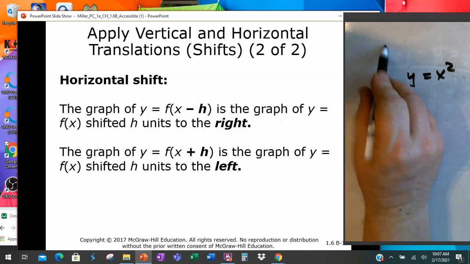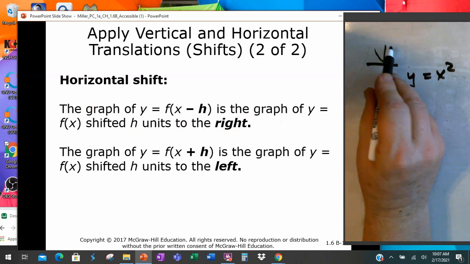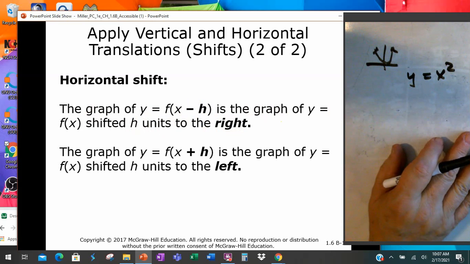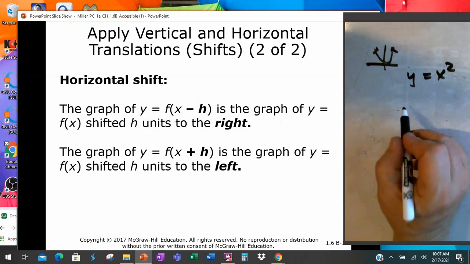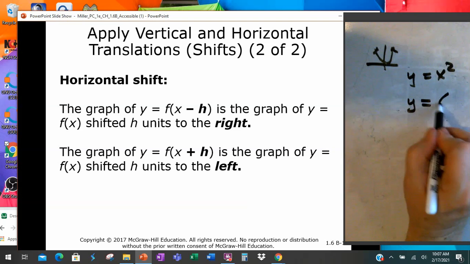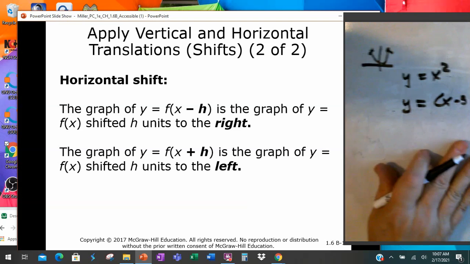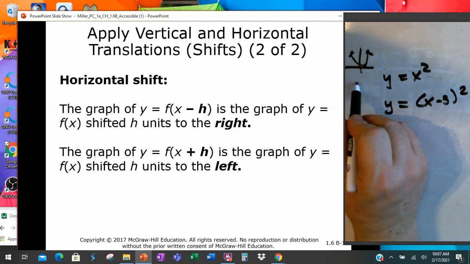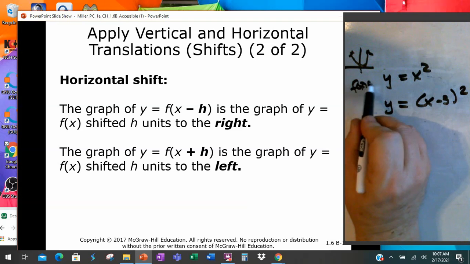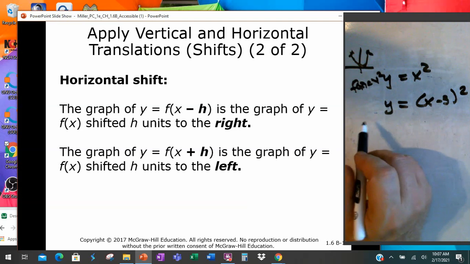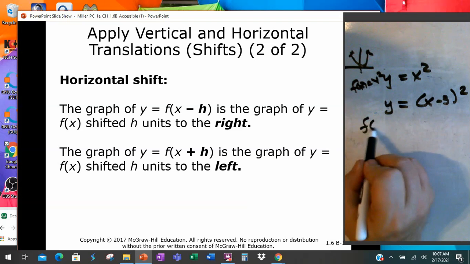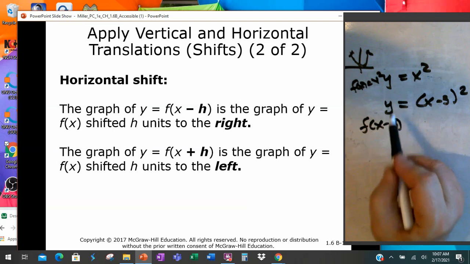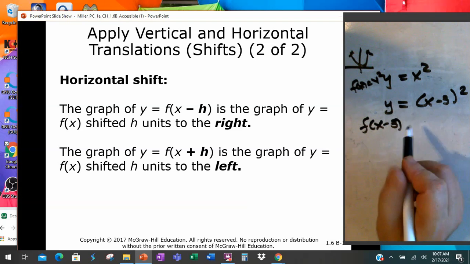Okay, so we know what this looks like. The y is equal to x squared, right? That's that. And I just draw a quick sketch. It looks something like that for my basic graphs. So this is f of x is equal to x squared, and I want to generate f of x minus 3. Everywhere I saw my x, I replaced it by x minus 3.